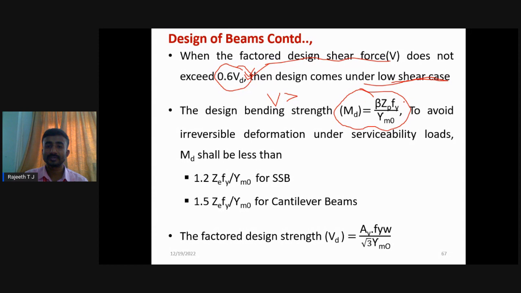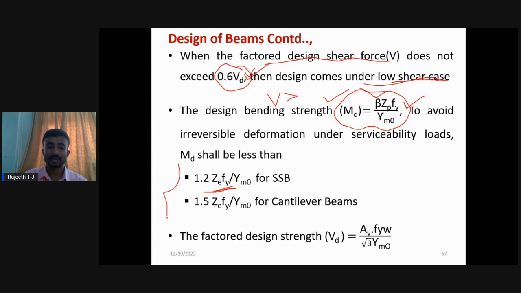In case of the low shear case, the bending strength of the beam can be calculated using this formula according to IS 800: Md equals beta Zp Fy by gamma m0, where Zp is the plastic section modulus of the beam, Fy is the yield stress, gamma m0 is the partial safety factor for yielding, and beta is the factor Zp by Ze.